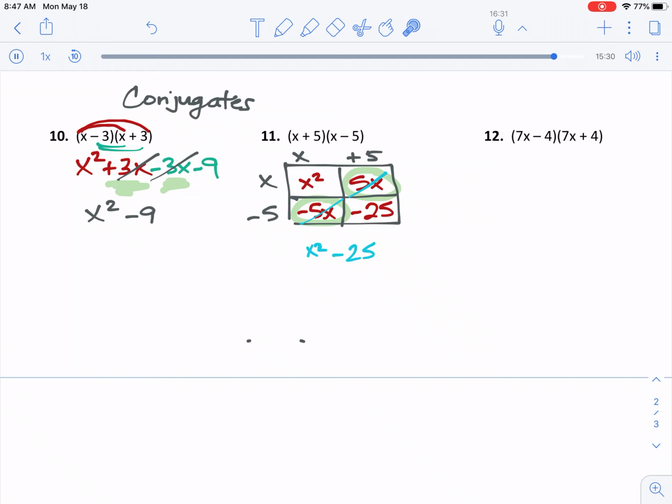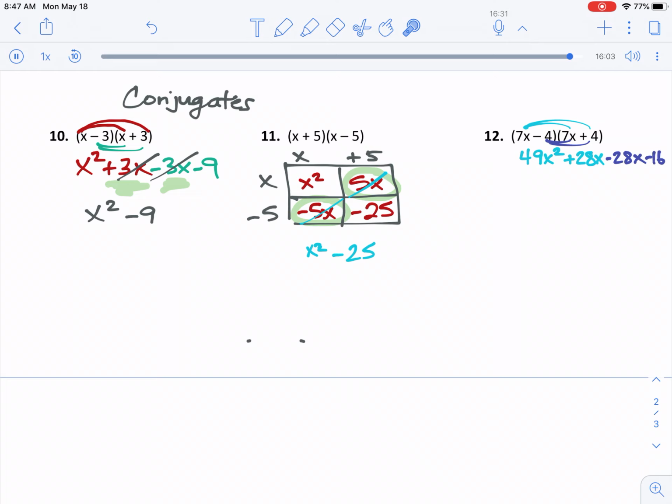All right, let's do one more together, and here we go. I'm just going to double distribute this in traditionally. That's going to give me 49x squared. Again, the x squared is because x times x, you add the exponents. 7x times 4 is 28x. And then I'm going to distribute in this negative 4 into both terms. So I get negative 28x. And then lastly, negative 16.